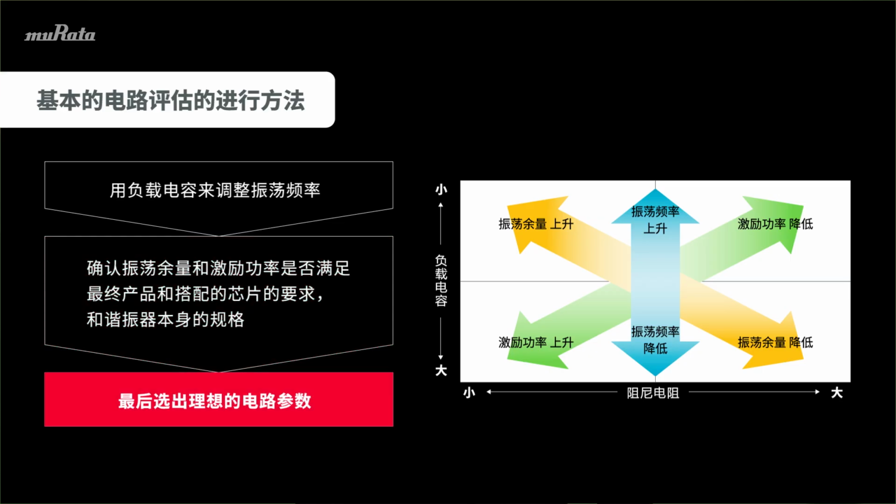These steps for selecting the optimal constant are the basic methods for circuit evaluations. We hope that you can refer to the evaluation methods introduced and use it for actual circuit design.